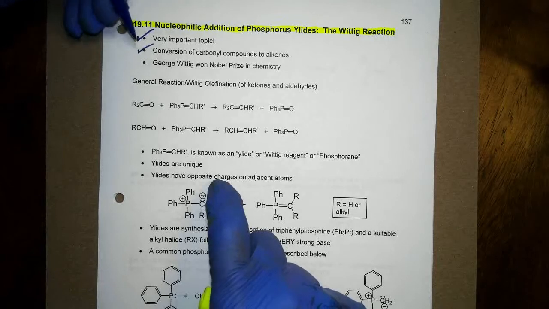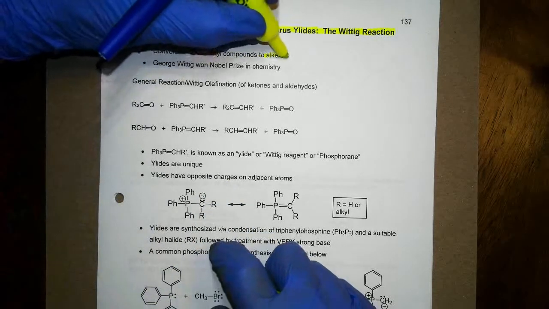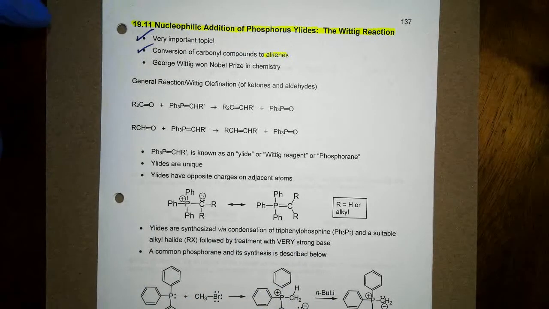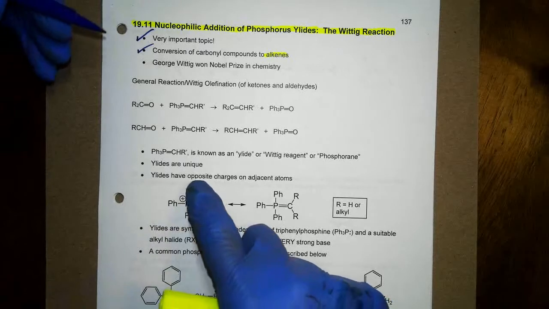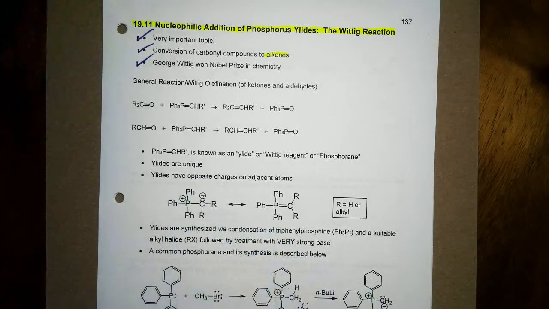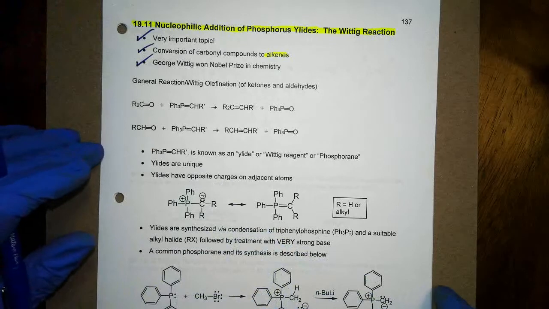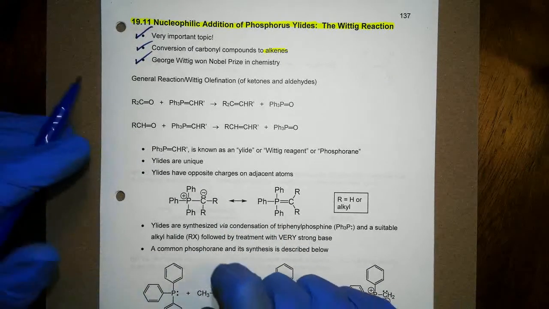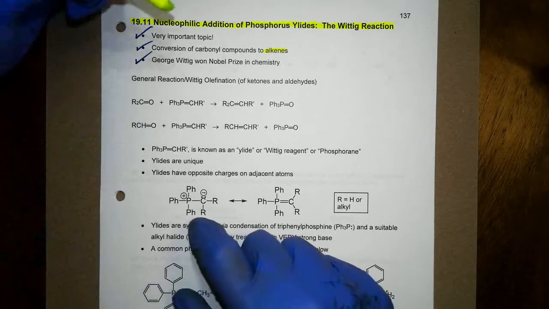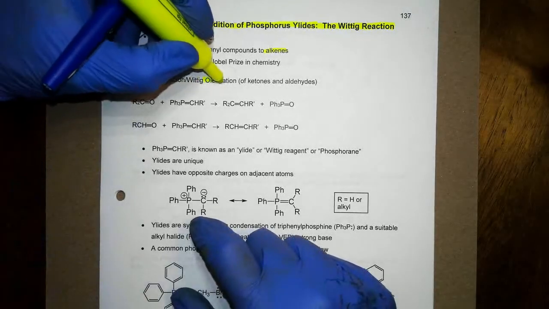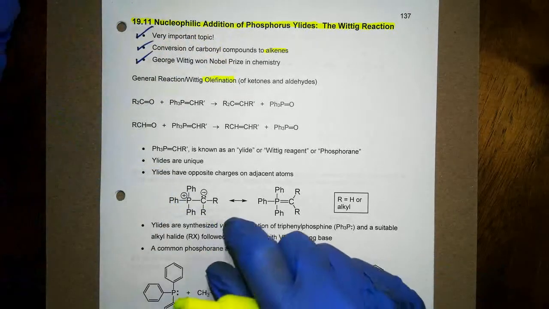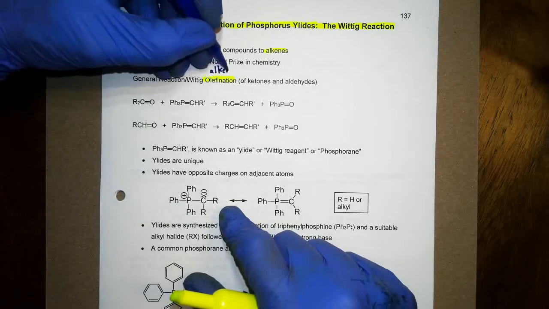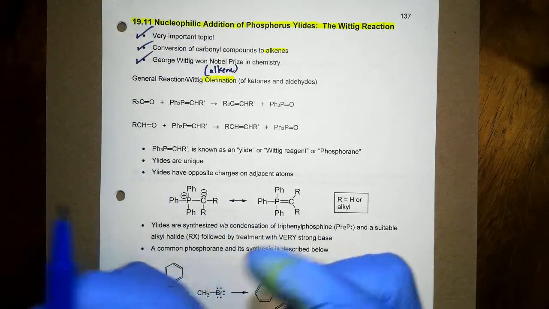Because you can convert carbonyl compounds into alkenes. Now remember, we had a whole chapter set aside for alkenes, so imagine if you produce an alkene, the things you can do with it. So George Wittig actually won the Nobel Prize in chemistry for this, right? And so what I've given you here is a general depiction of what's going on. Sometimes it's called the Wittig olefination. Now the word olefination comes from the word olefin, which just means alkene. It just means you're going to make an alkene out of an aldehyde or a ketone.